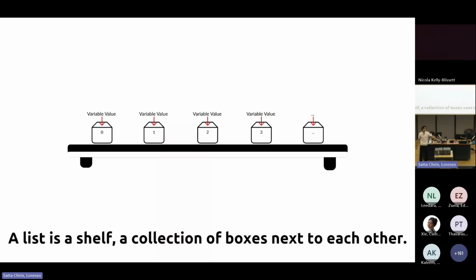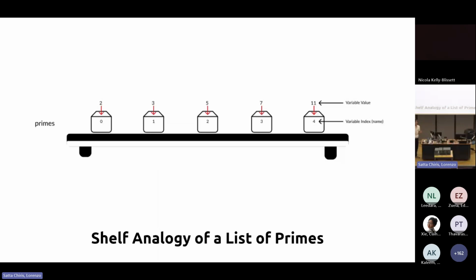So that's a list, conceptually. For instance, if I want to create a list of primes here, I'm going to have the name, which is a number. So this is the 0th element. And inside of it, I'm going to put an integer, which is the number 2. Here is the second element, so its index, its position, is 1. And what I'm putting inside is the second prime, which is 3. So that's a list of prime numbers.